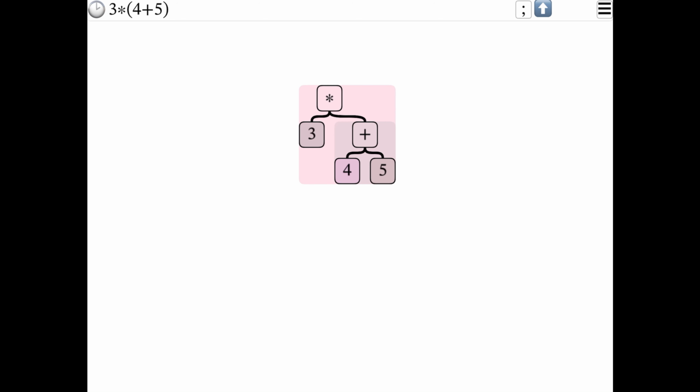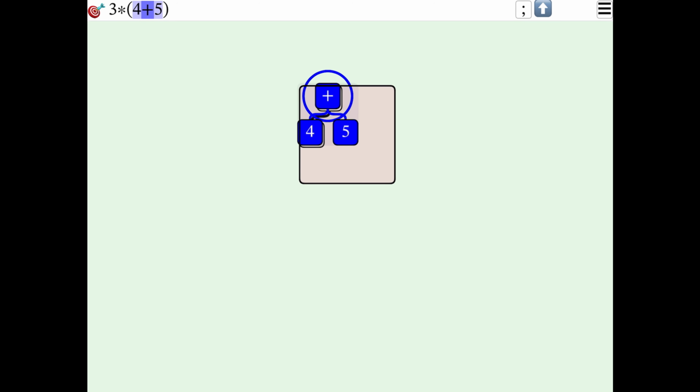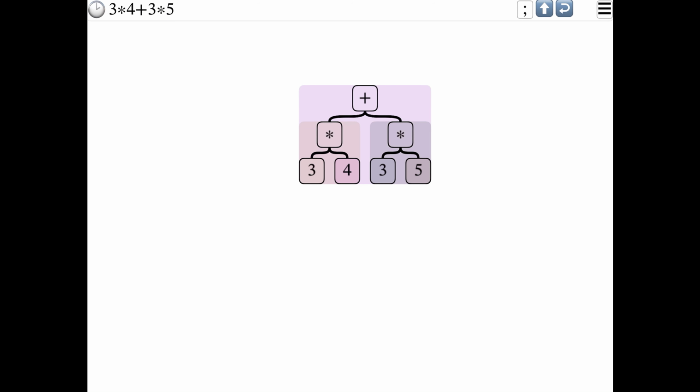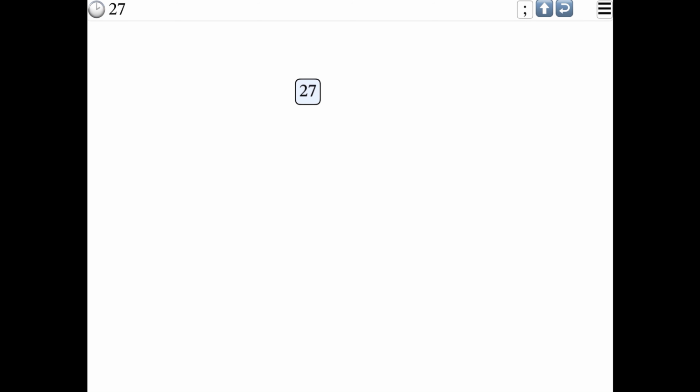Now, drag plus onto times and see what happens. Again, look carefully at the structure of the operators and operands. We started with 1 multiplication and ended up with 2. Also, that number 3 in the original expression was distributed to 2 places, paired with the original 4 and 5. Is the result still 27? Yes, it is.